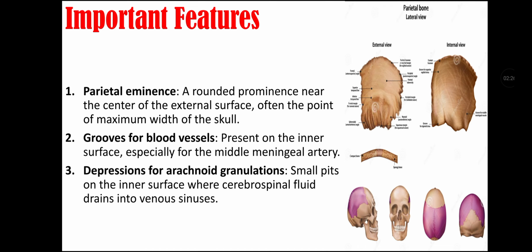The next feature of parietal bone is the depression for arachnoid granulation. They are small pits on the inner surface where cerebrospinal fluid drains into the venous sinus, and they are the depressions for arachnoid granulation on the parietal bones.